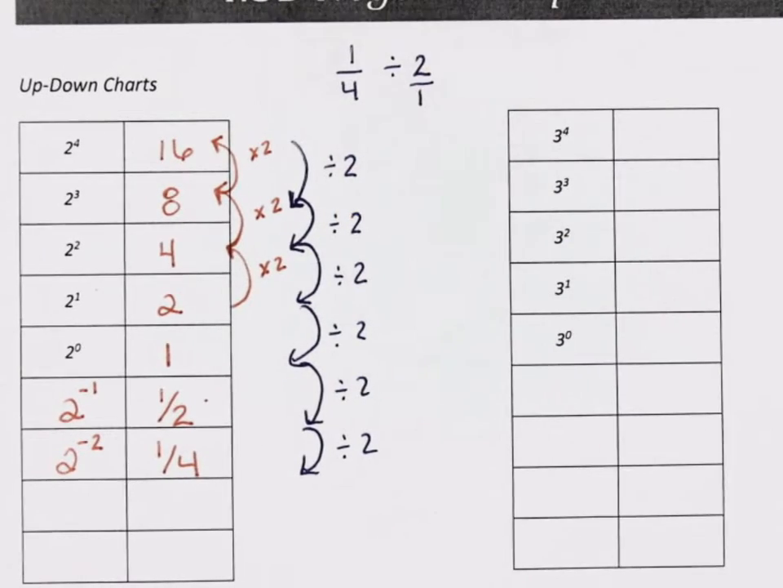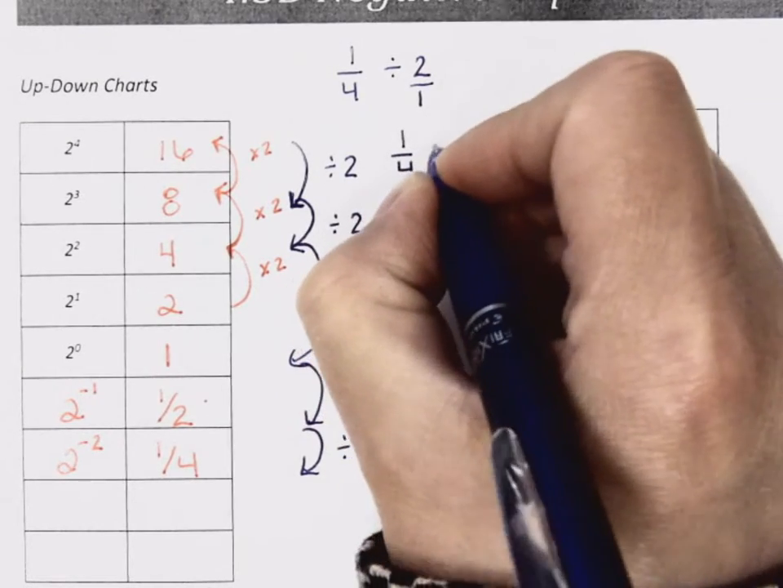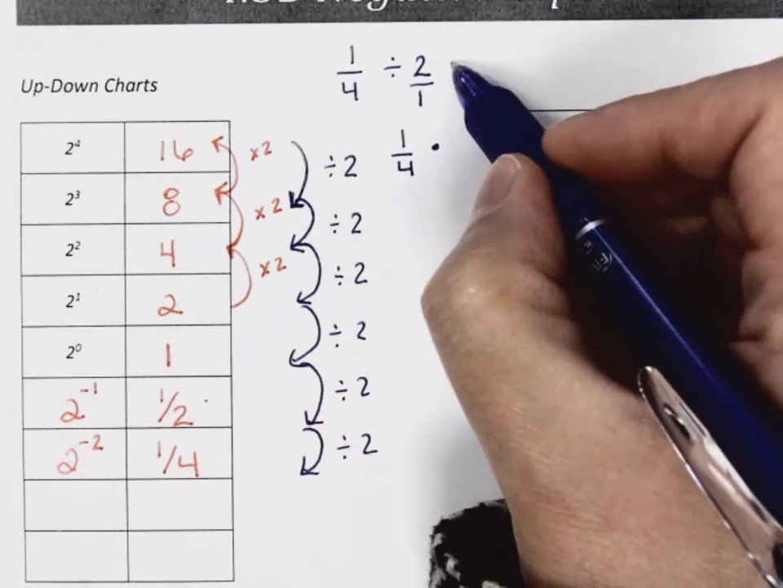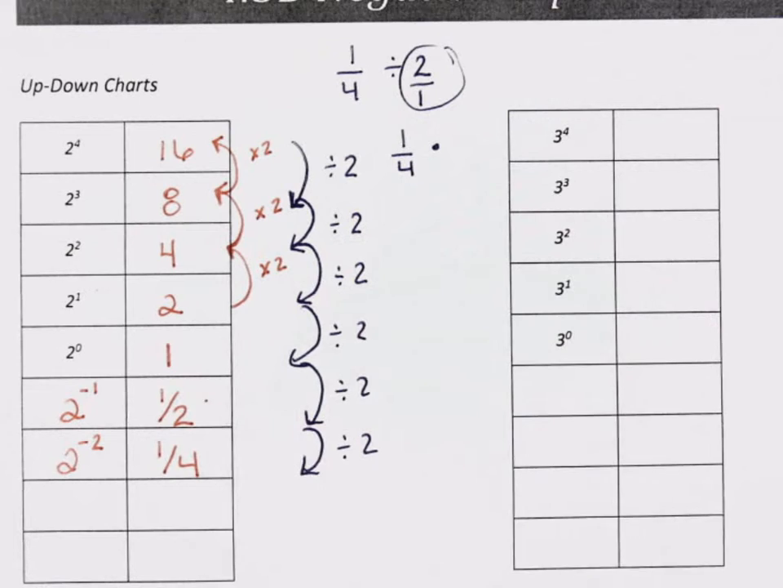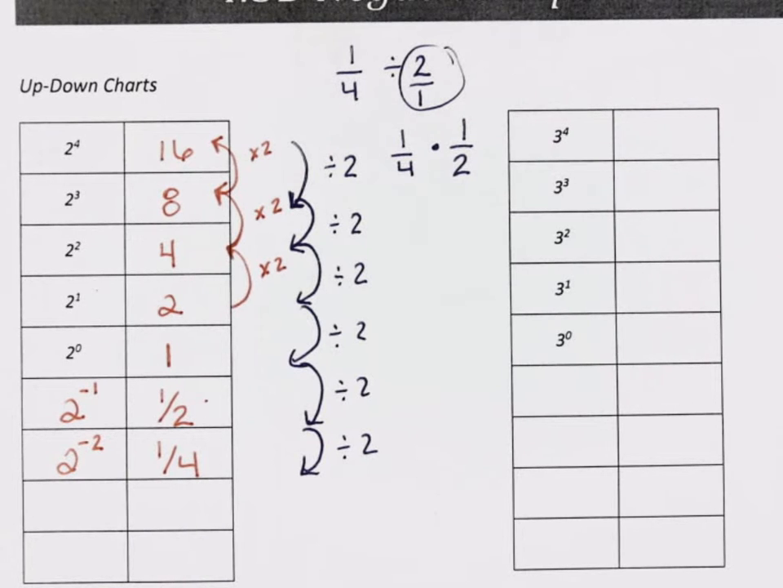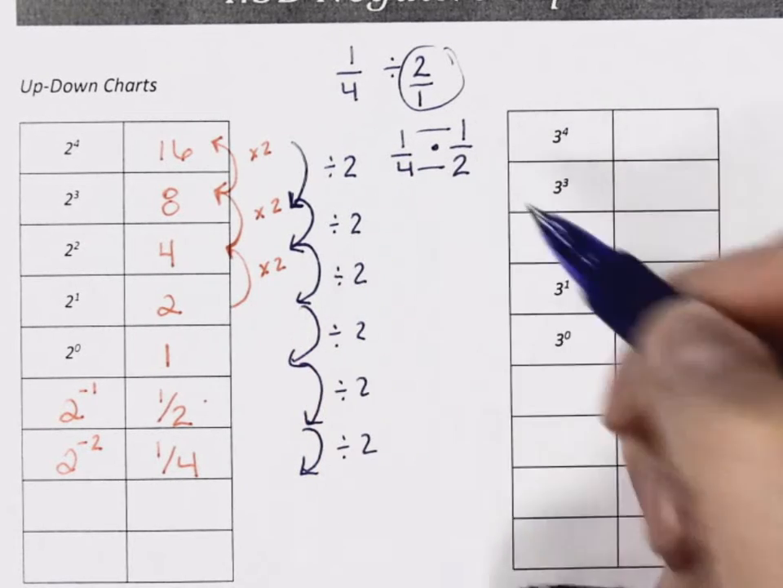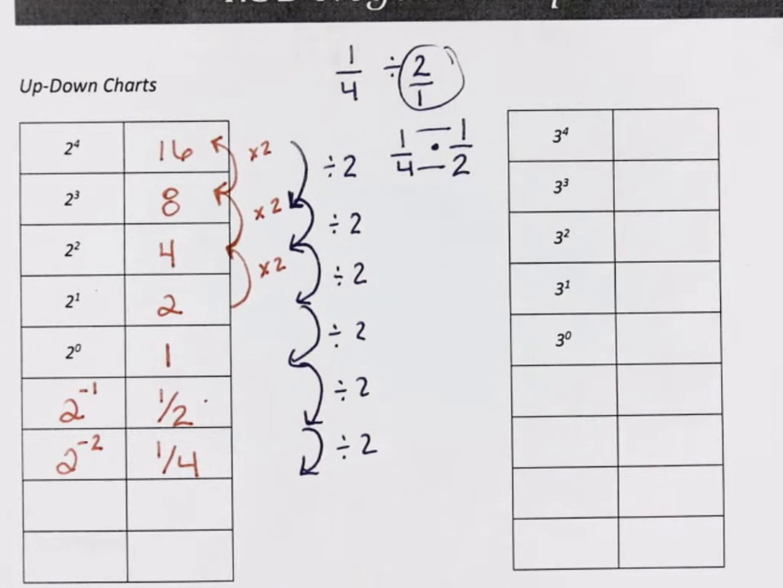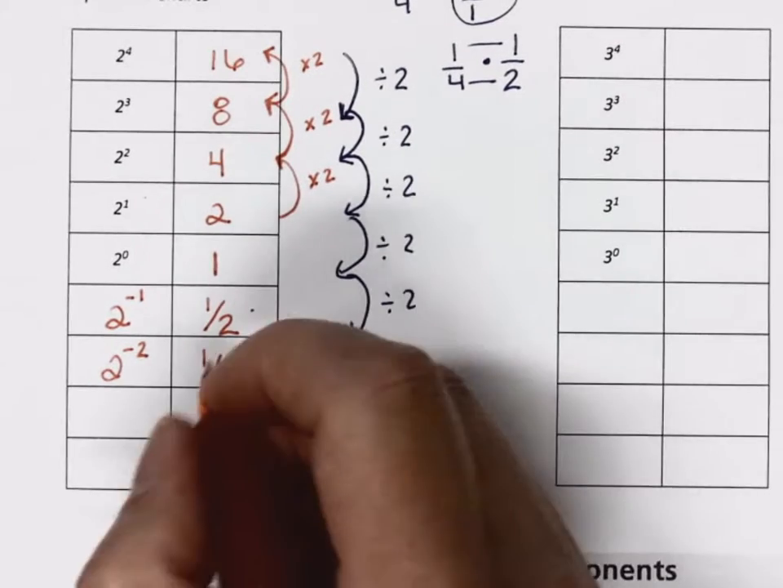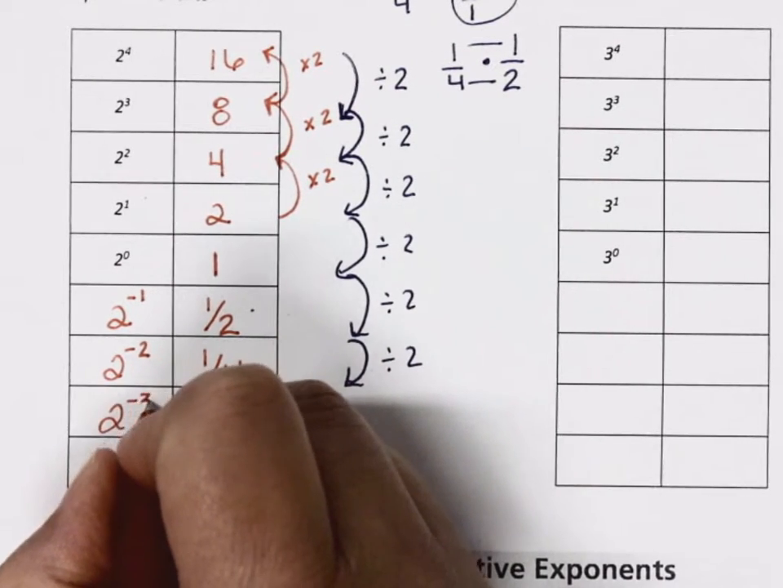So with fractions, we never divide them. We multiply by the, do you remember what we multiply by? The reciprocal. What does reciprocal do? It flips it upside down. So we're going to multiply by 1 over 2. And so what does that give us? When we're multiplying fractions, we go straight across the top, straight across the bottom. So what's that going to give us? 1 over 8. And that would be 2 to the exponent negative 3.